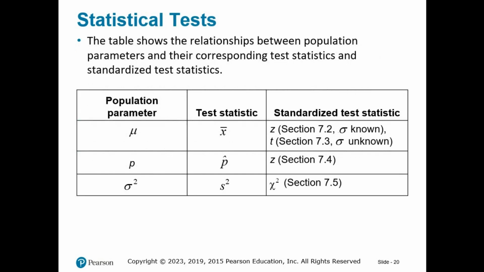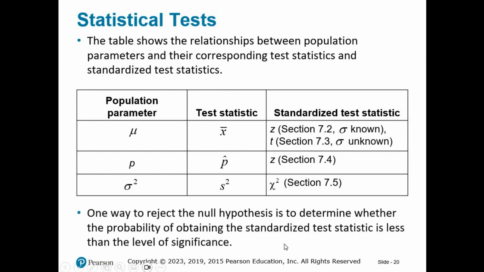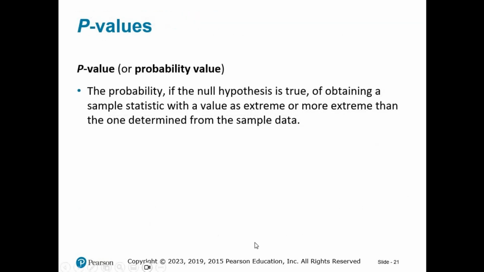This table shows the relationships between the different variables you've been working with, and some you'll learn soon. And one thing to note is that a way to reject the null hypothesis is to determine whether the probability of obtaining the standardized test statistic is less than the level of significance. A p-value or probability value is the probability, if the null hypothesis is true, of obtaining a sample statistic with a value as extreme or more extreme than the one determined from the sample data.